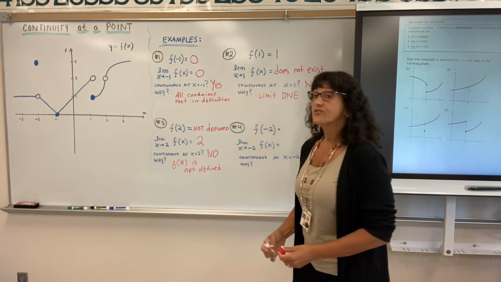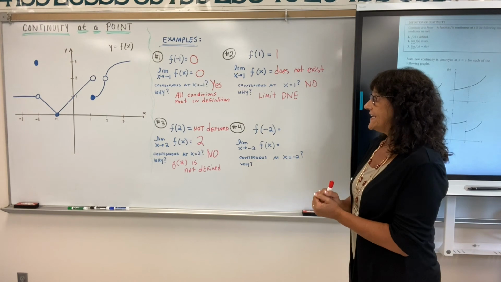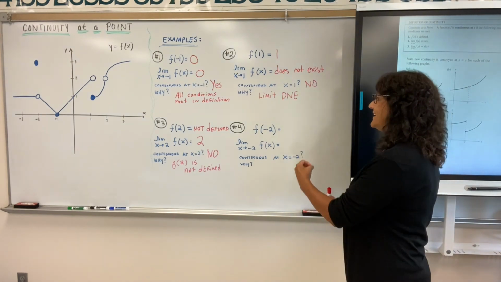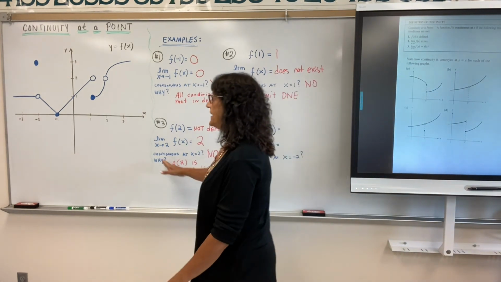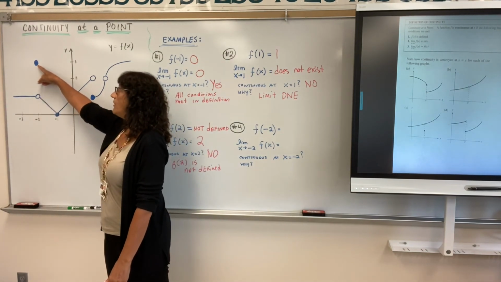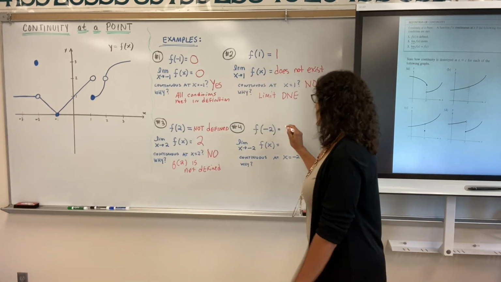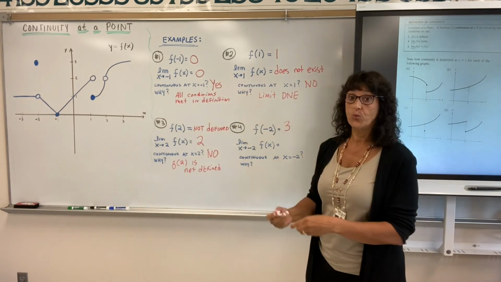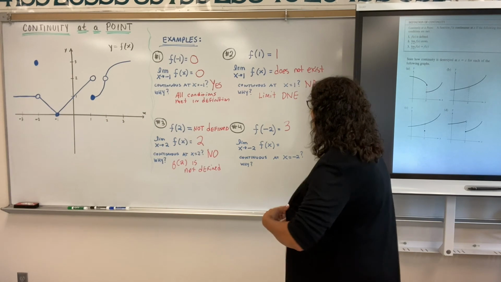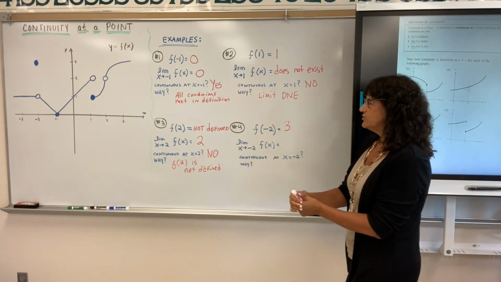And then finally, let's look at example number 4. What is f of negative 2? In other words, when x is negative 2, what is y? All the way up to the closed-in circle, it looks like y is 3 there. Remember, they give you the x, you're telling them the y. All right? What is f of negative 2? I'm sorry, what is the limit as x approaches negative 2?